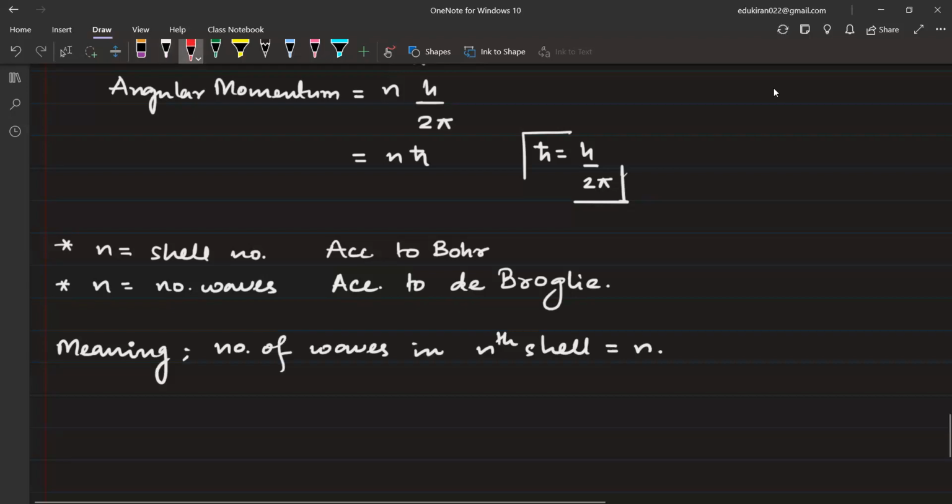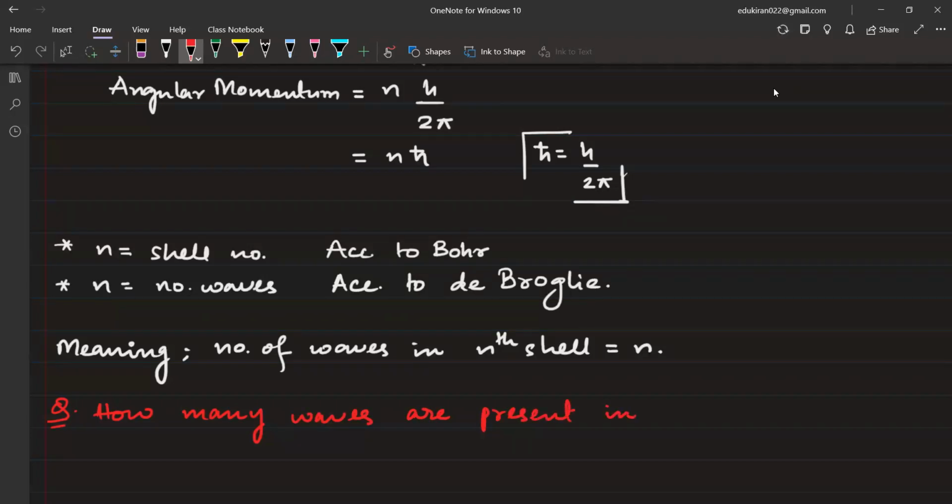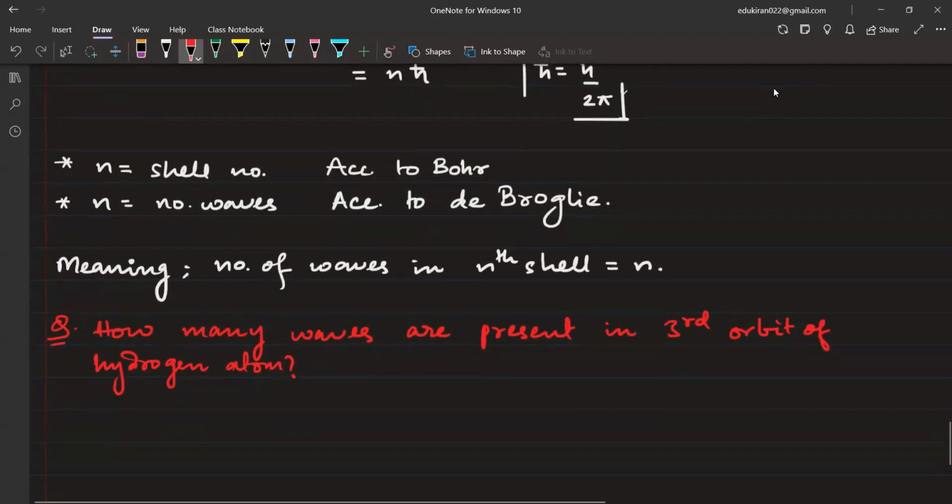For example, if there is a simple question, how many waves are present in the third orbit of hydrogen atom? Then the answer will be very easy. Answer will be 3 waves.